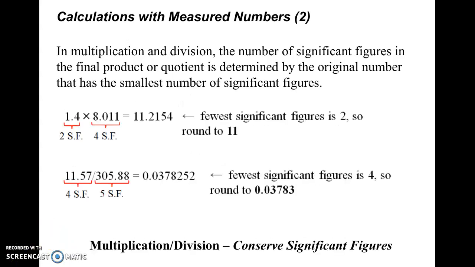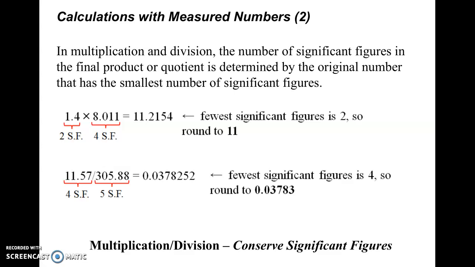But if you are looking at multiplication or division, now we want to keep track and conserve the number of significant figures we have. So in the first example, we have 2 significant figures multiplied by 4. So your answer can only have 2. And since it's 11.2154, you drop everything from the 2 on, so the answer becomes 11, which is 2 significant figures even without a decimal place because they are non-zero digits.